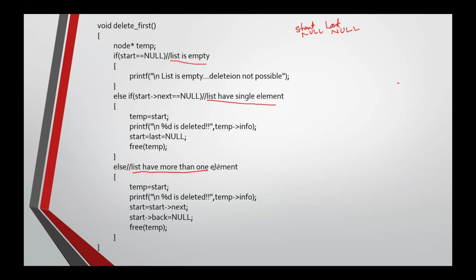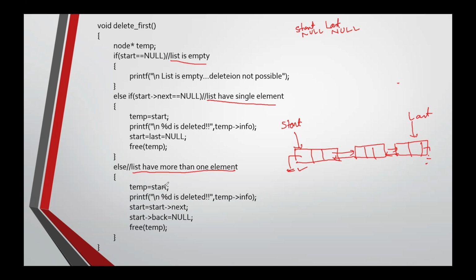Then what happens when the list has more than one element? For example, this is the case where a number of elements are present. Connections in both directions are established. This is start, last. So now the list has three elements. Now we have to delete from the first, which means we want to delete this node. Once you delete this node, what happens? This side is null, this side also null.